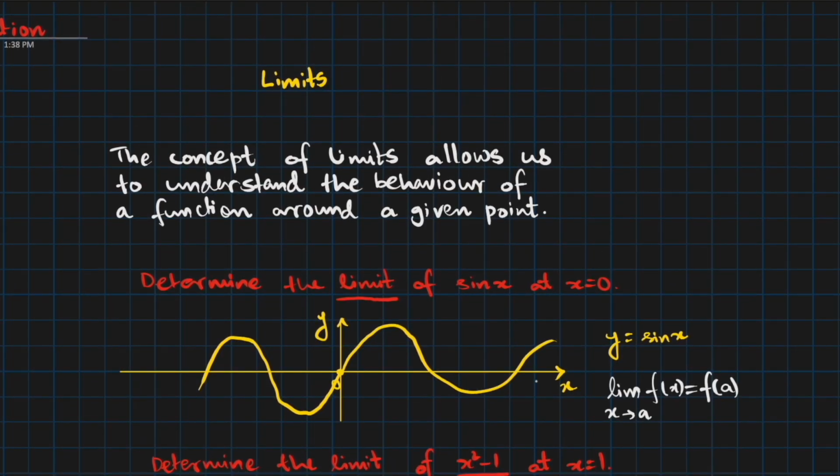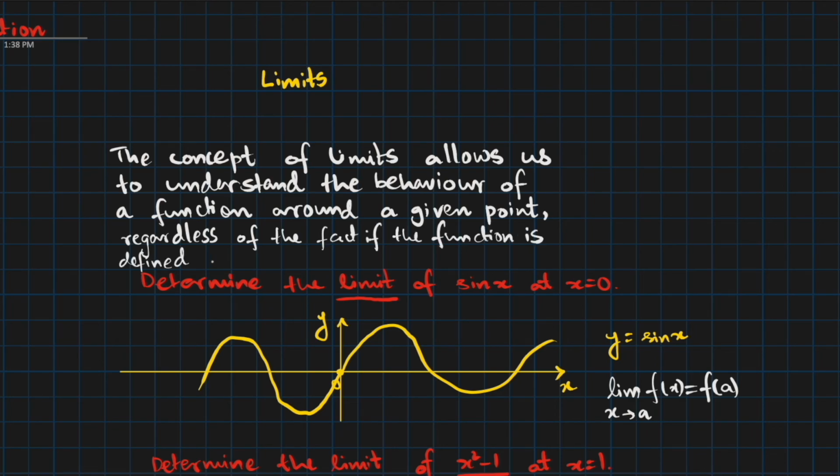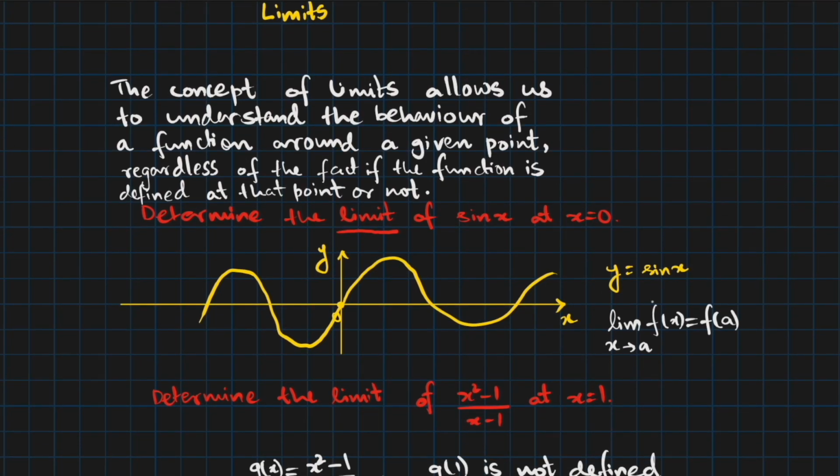So what was written? The concept of limits allows us to understand the behavior of a function around a given point. So instead of putting a full stop over here, I'm going to add something to it. I am writing down what I have understood from it, and it means exactly the same as what you will find in any of the textbooks that you read about limits. Limits allow you to understand the behavior of the function around a given point, and we don't care if the function is defined at that point or not. It will just help you find out how the function is behaving around that point.